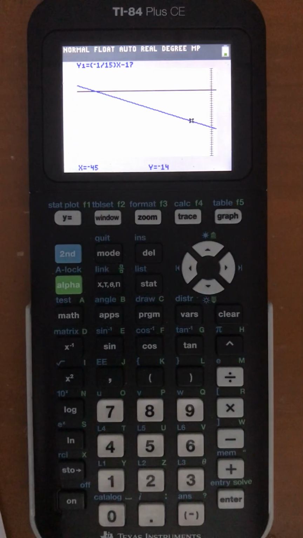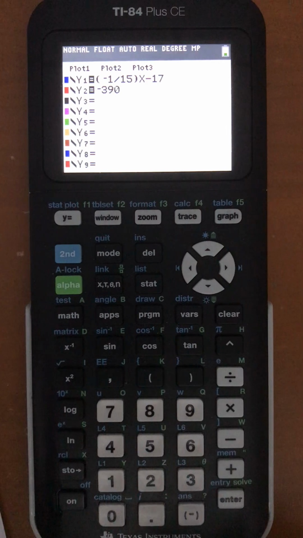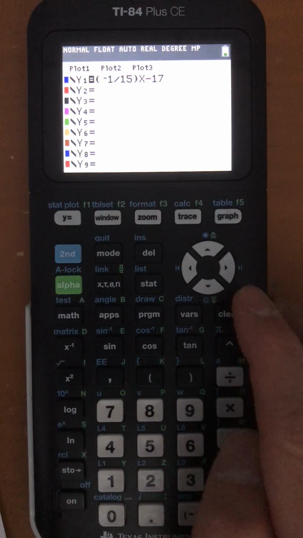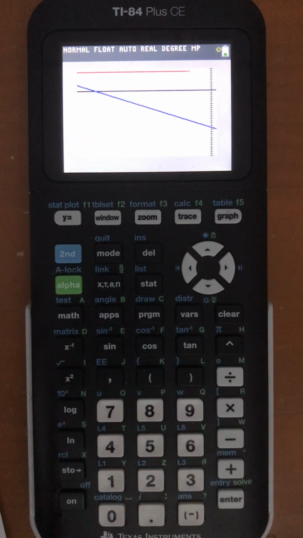Next one, determine the x values for the following y values. So y equals 9, x equals, what is it? So let's see, we need to do this, remember? Sorry, y2 equals 9, okay? Let's graph it, there it is.